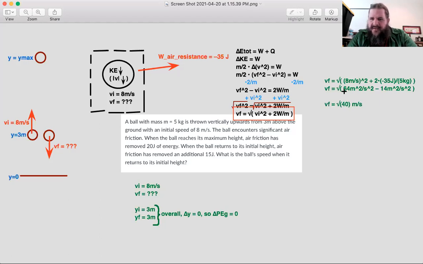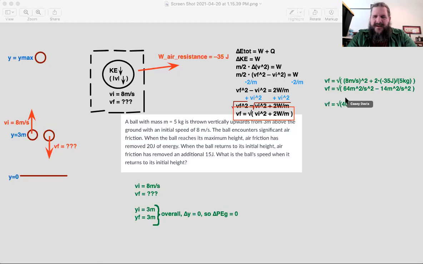Oh, that's right. 64 minus 14 is 50. Thank you. So yeah, square root of 50 meters per second. So yeah, that will be slightly more than 7. Yeah, that should work. Square root of 50. Any other questions on that?